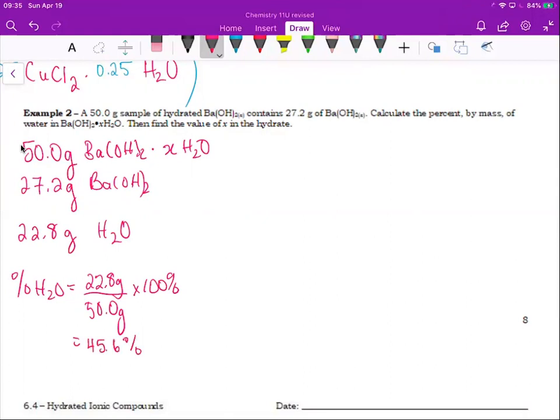is water. Let me make sure, it's early on a Sunday morning. Yeah, okay, my math is right. So we know that in the hydrated sample, 45.6% of its weight comes from water. Okay, now let's figure out what the X is.